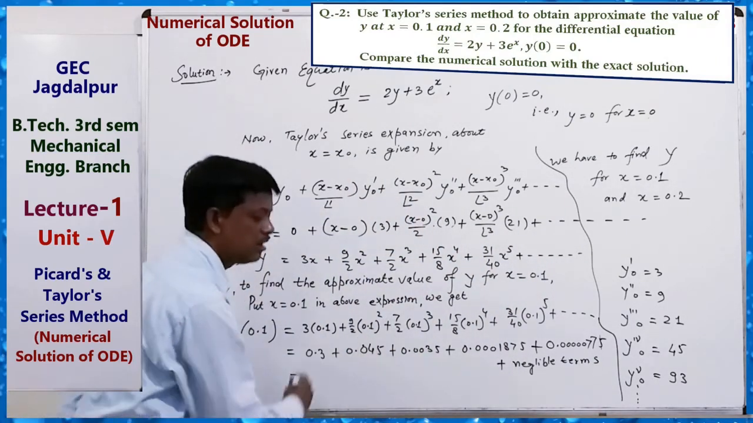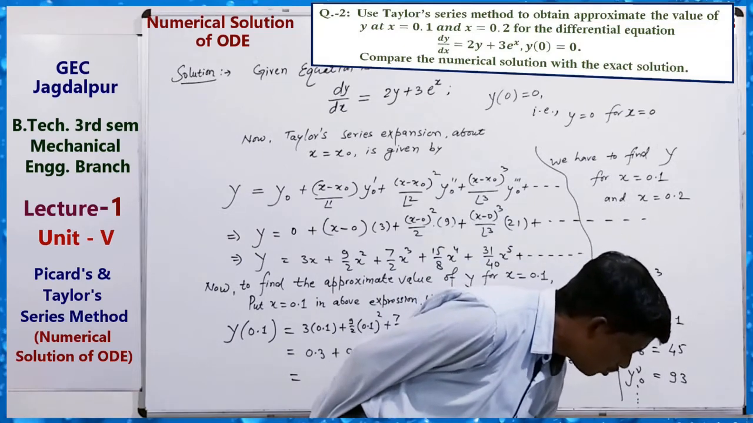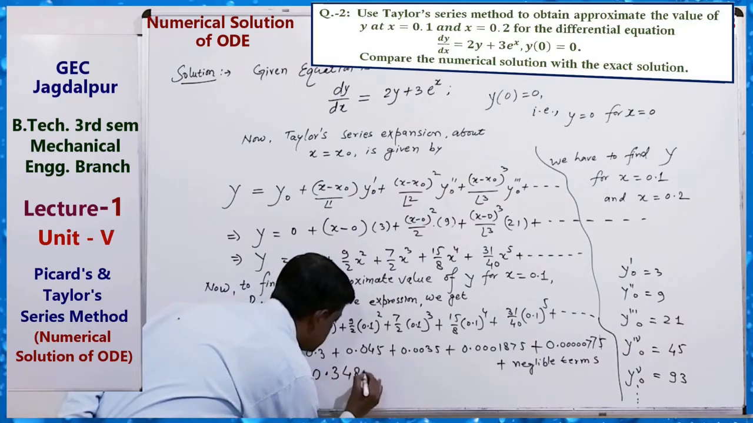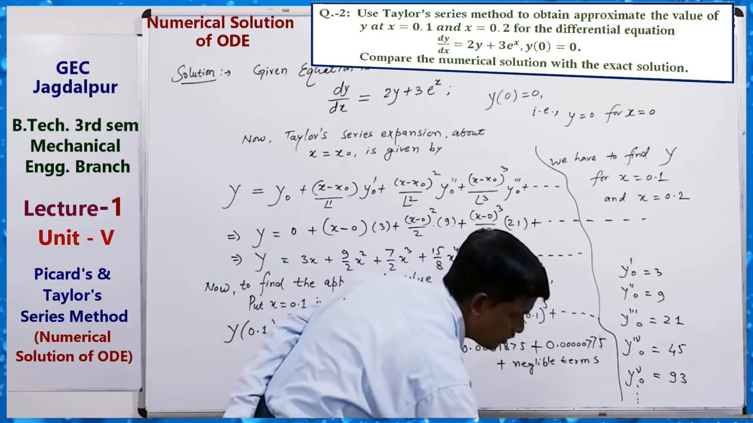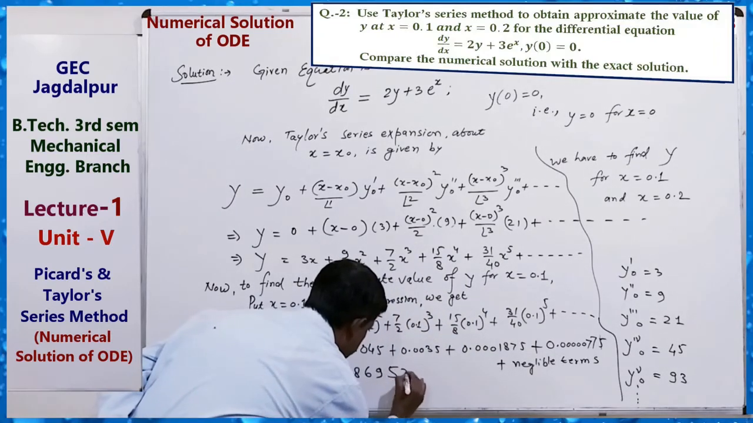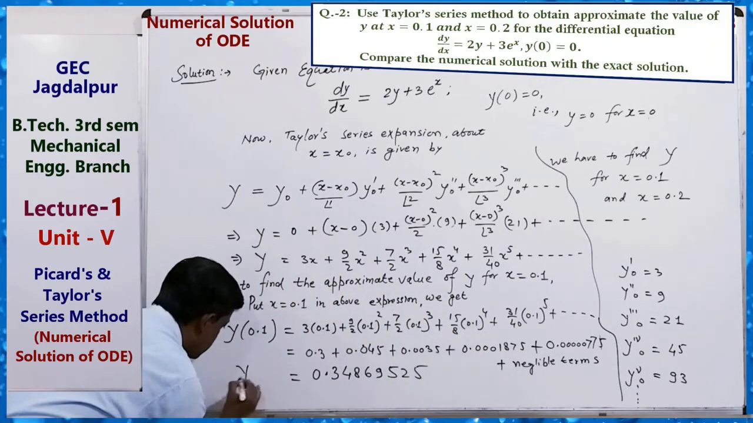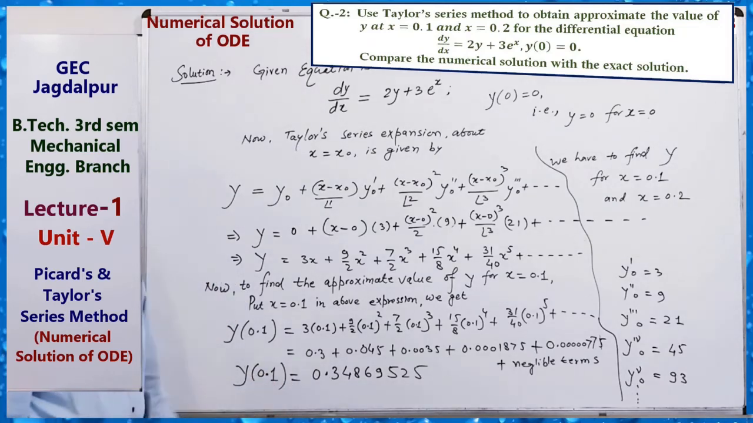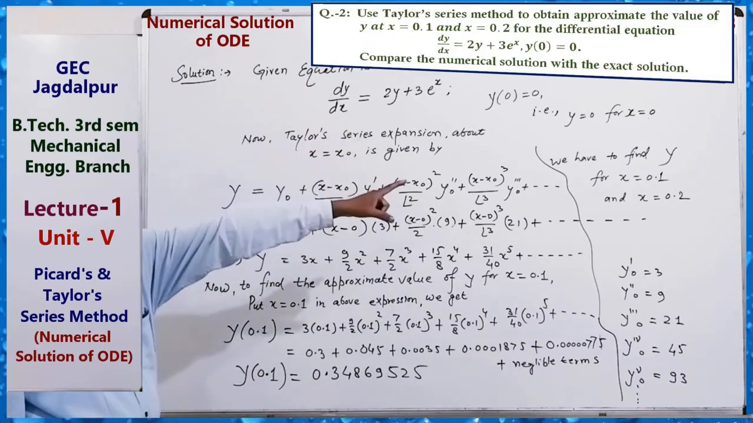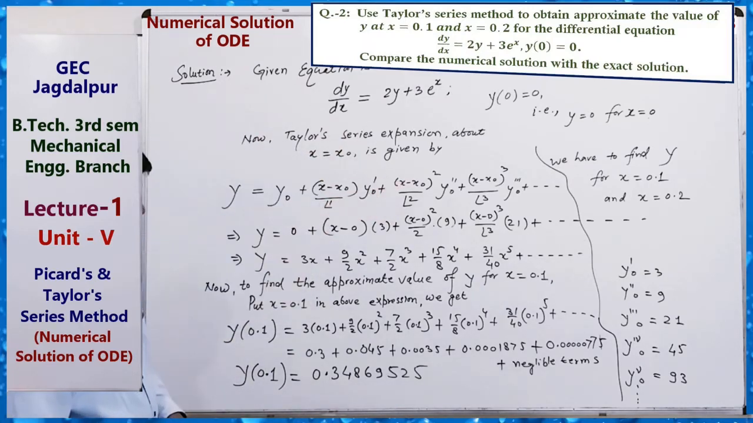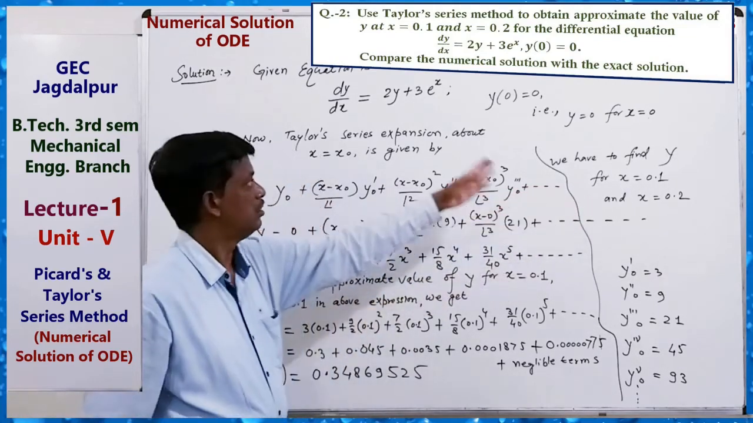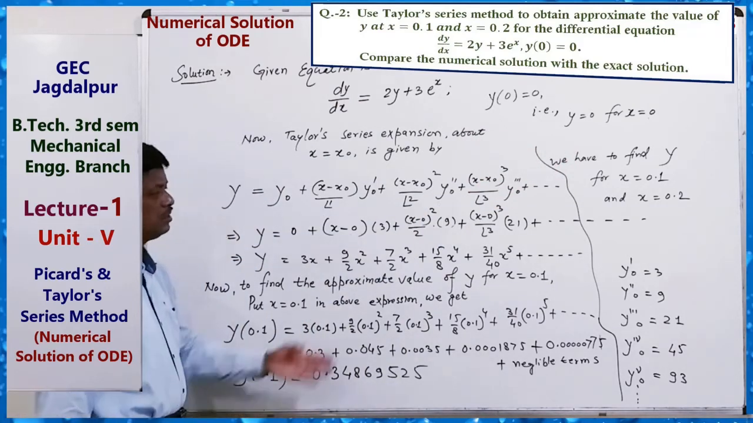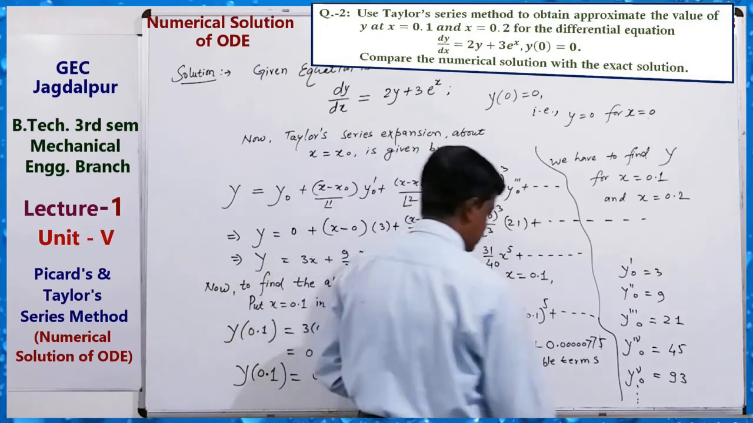Now add these terms, we get the value 0.34869525. This is the approximation of the value of y for x equals 0.1 of this initial value problem. Okay, so that is for 0.1. Similarly, for 0.2, you can get it.